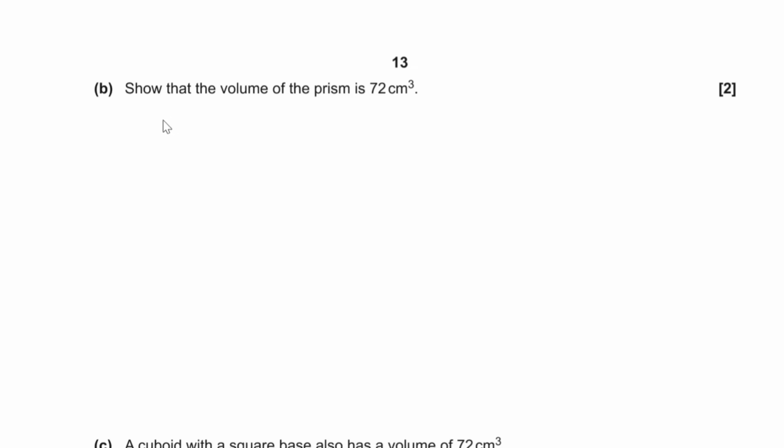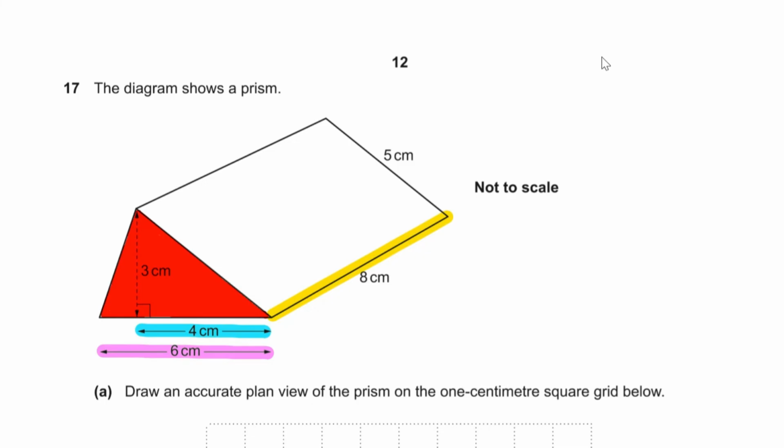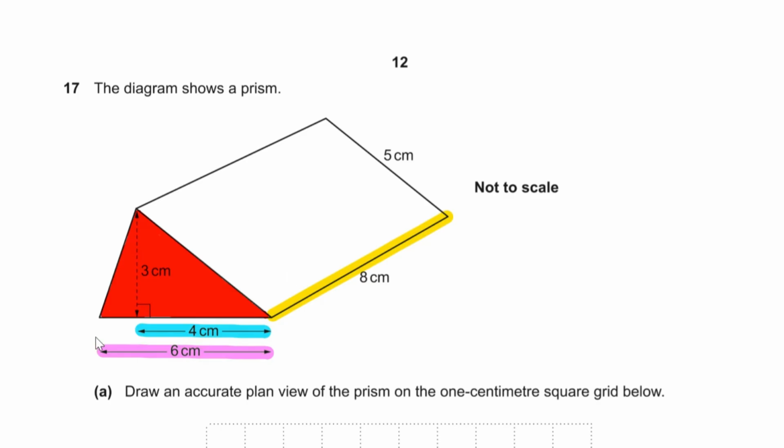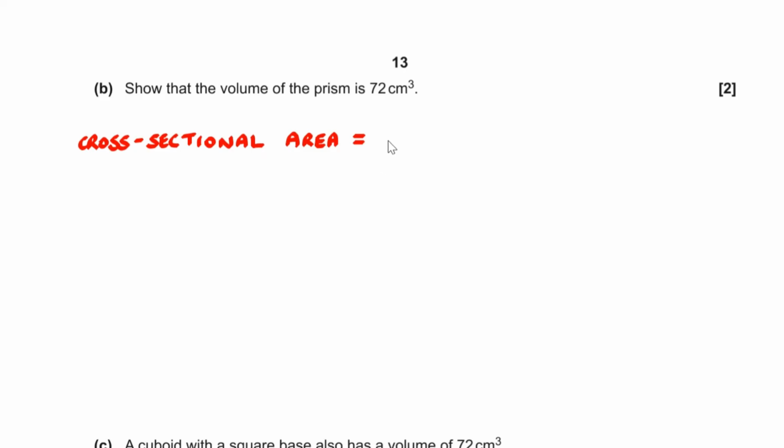For part B of the question, we have to show that the volume of the prism is 72 centimeters cubed. Well, first of all, we can work out the cross-sectional area of this triangle. We've got the base, which is 6, and the height, which is 3. So we have 1/2 times 6 times 3, which is 9.